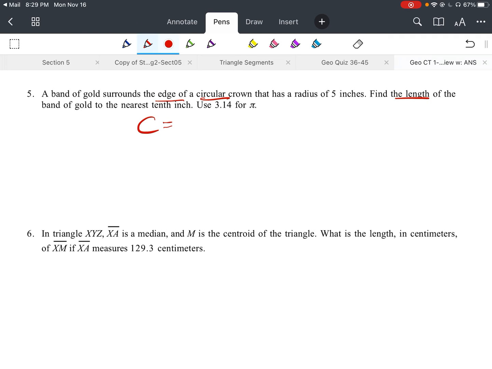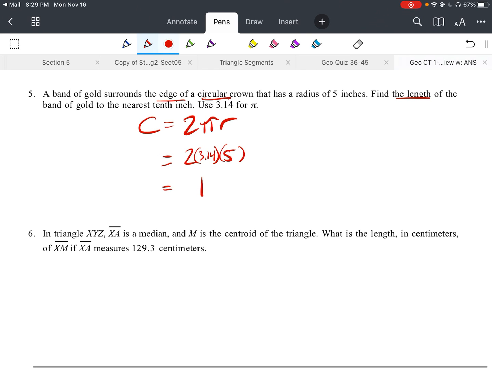So C equals either 2 pi r or pi d. So I'll put 2 pi r because they give it to us in radius, whatever. All right, radius is 5. So let's put 5 in for r. And 3.14 for pi. And we'll just multiply it through, and you should get 31.4.